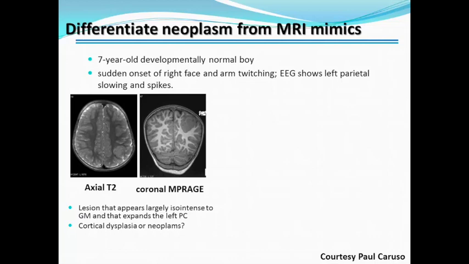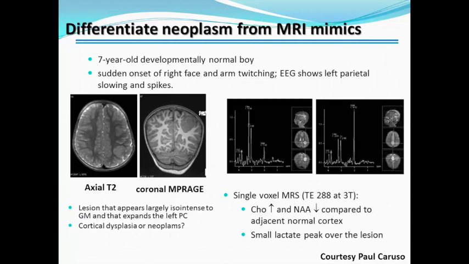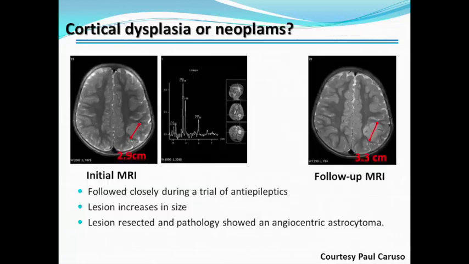So the question between cortical dysplasia and neoplasm was definitely favored toward cortical dysplasia. All the radiologists thought, okay, that's definitely a cortical dysplasia. The spectrum looked kind of interesting. You have this high choline peak, right? And NAA is very small compared to the normal side. In addition, you have a small lactate peak over the lesion. Basically, they didn't believe the spectroscopy. They thought it's probably still cortical dysplasia, but at least the spectroscopy triggered that this patient gets close follow-up.